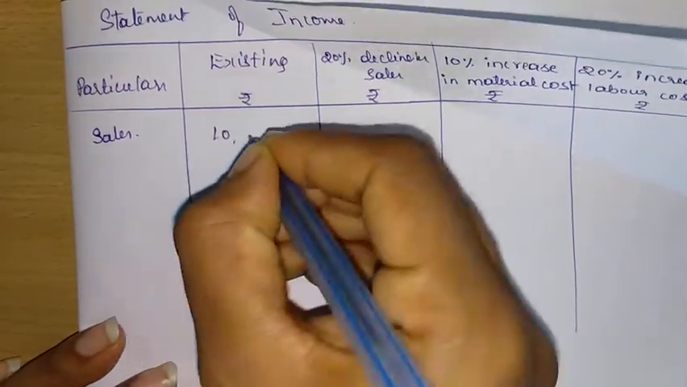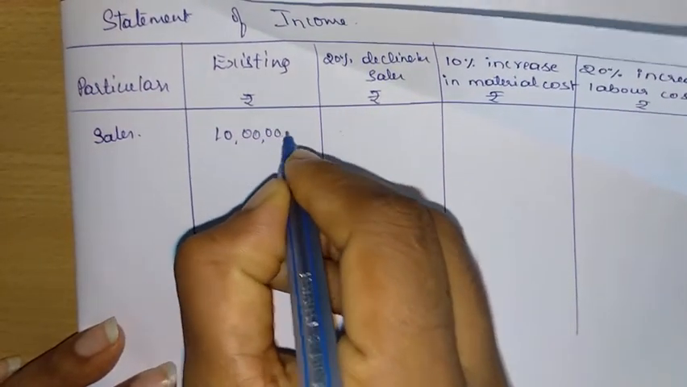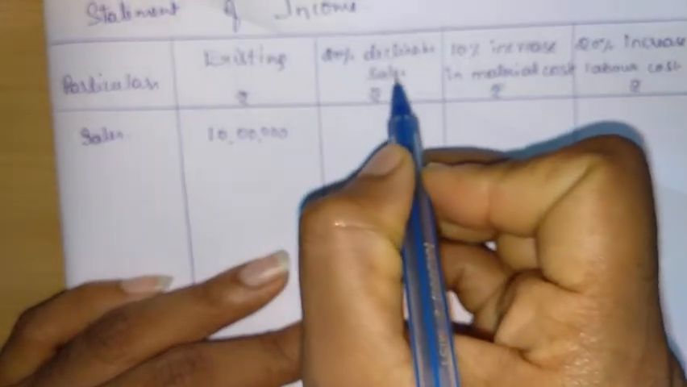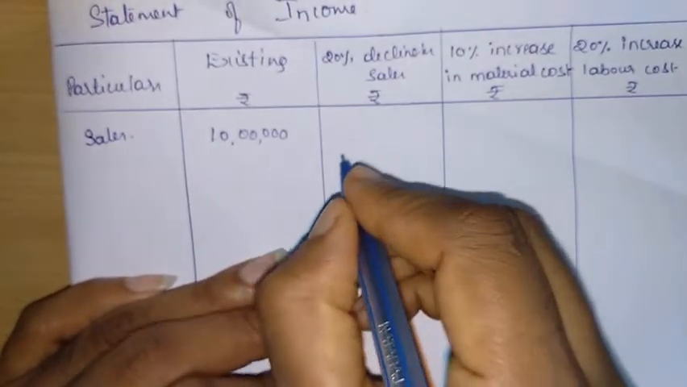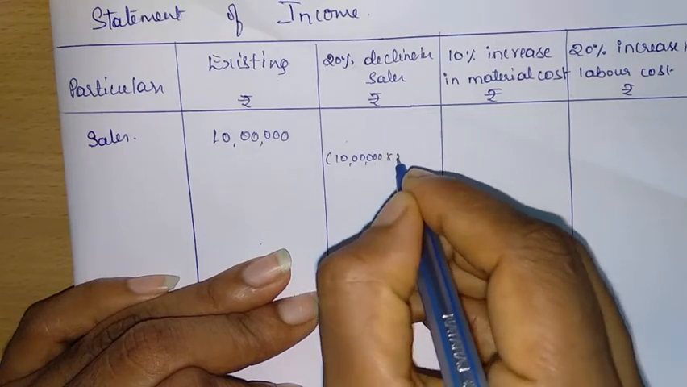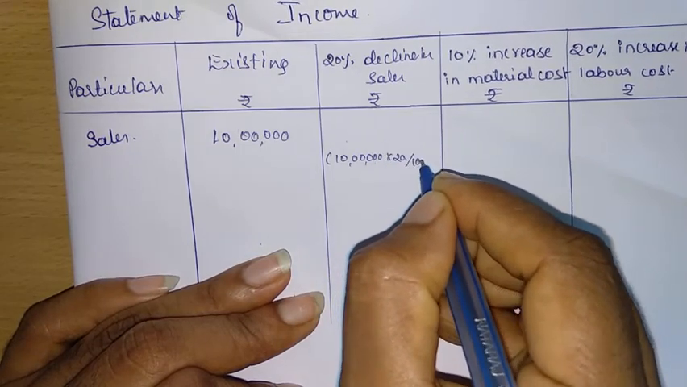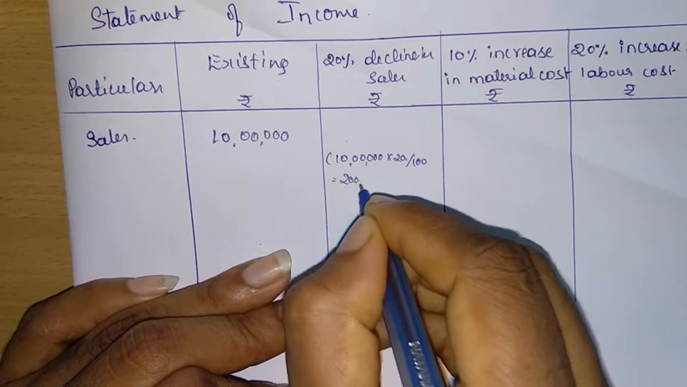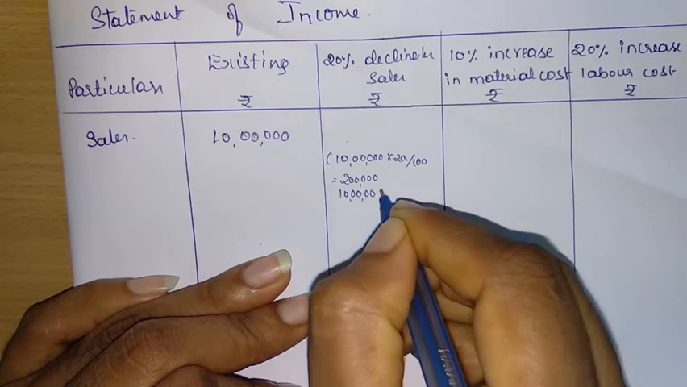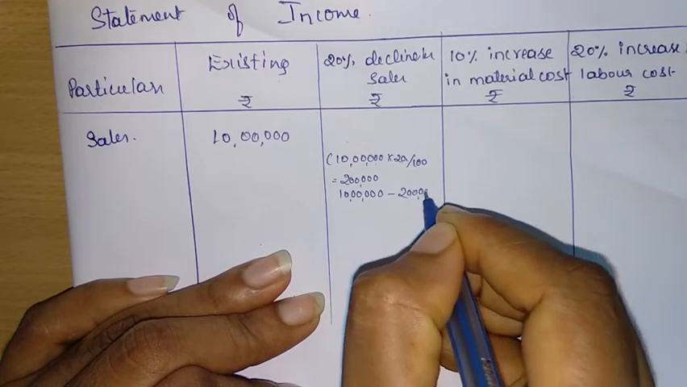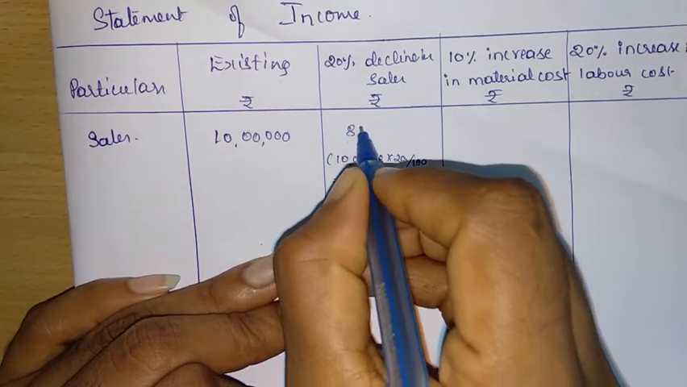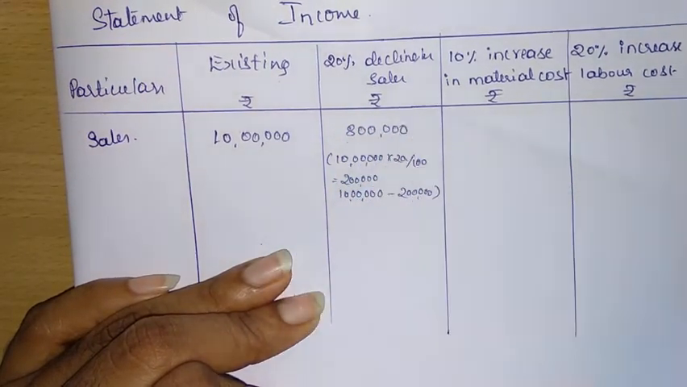So total sales is 10 lakh. And for second situation, when there is a 20% decline in sales, total sales 10 lakh, it's 20%, means 2 lakh. So 10 lakh minus 2 lakh, when sales reduces by 20%, then sales will be 8 lakh.